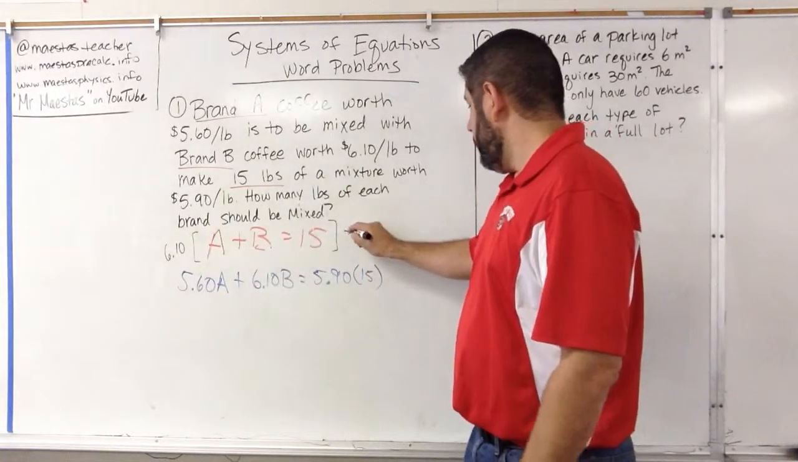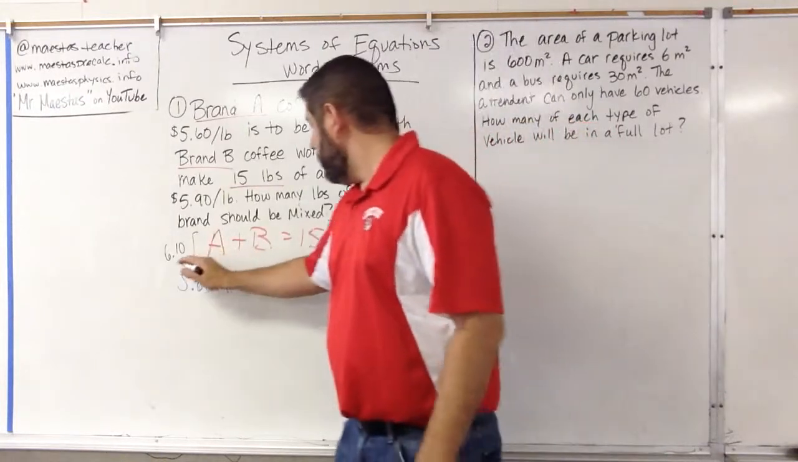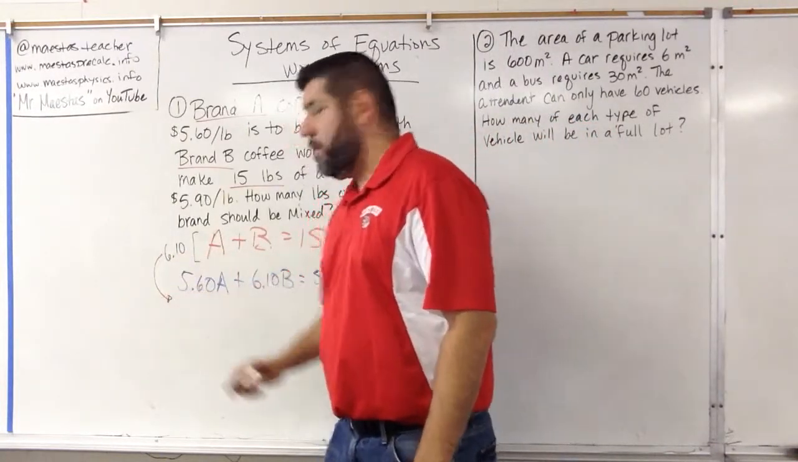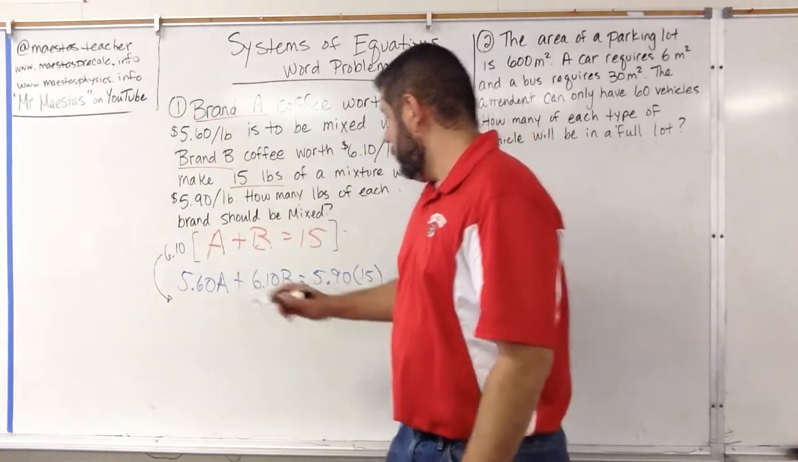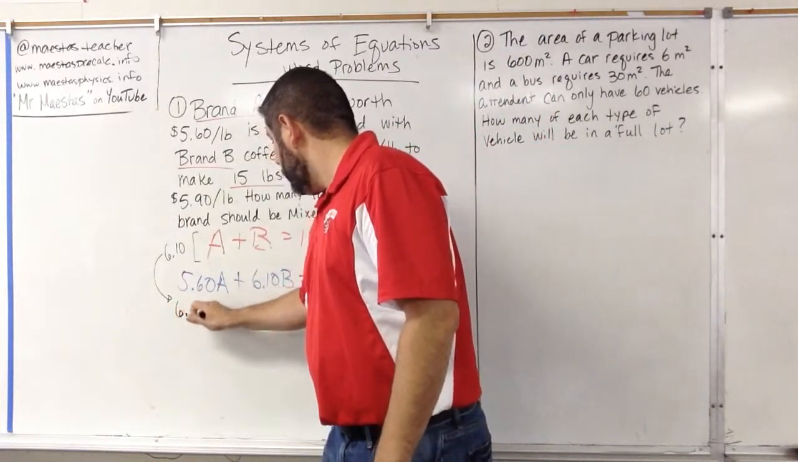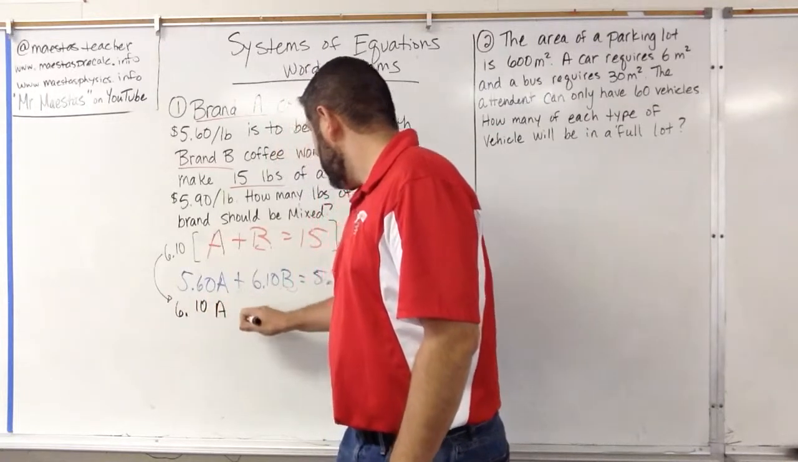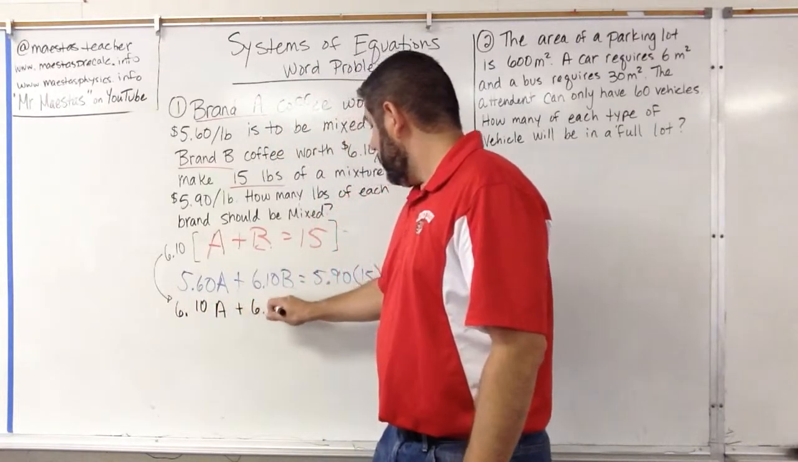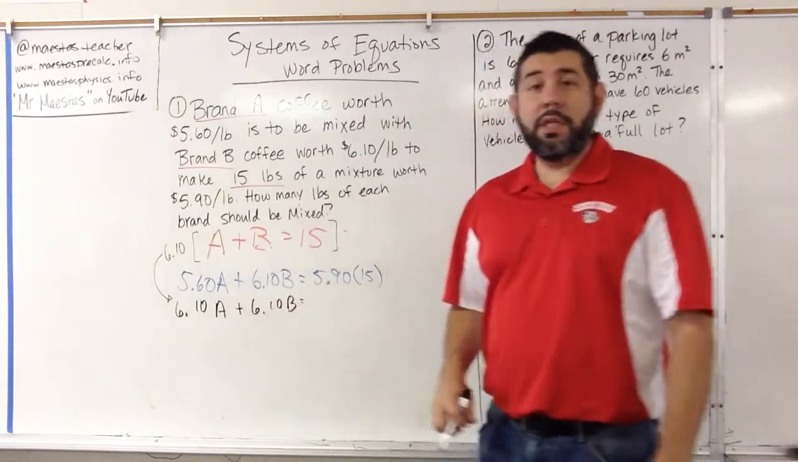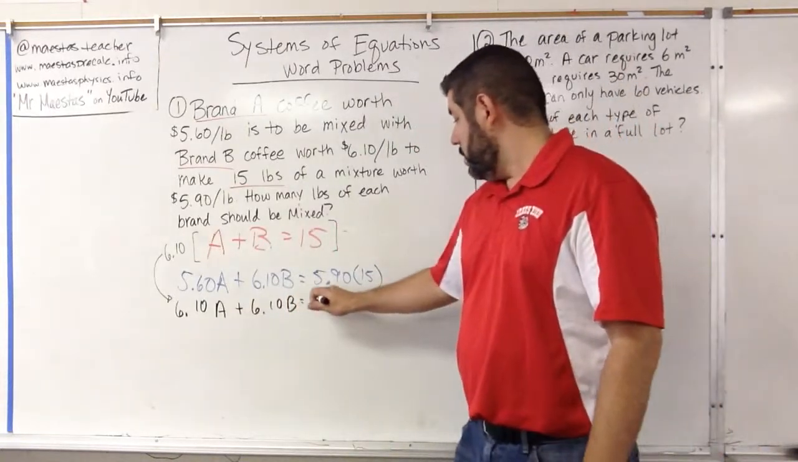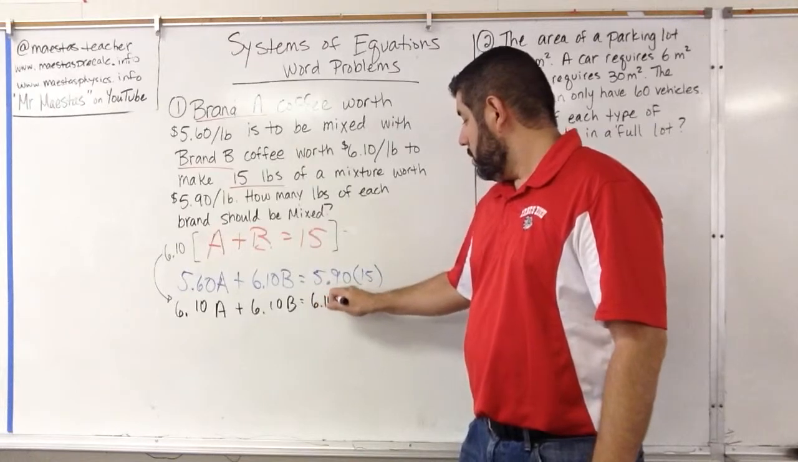When I do that, I'll write my answer right underneath so that I can easily just subtract them. So I'm going to have 6.10A plus 6.10B equal to 6.10 times 15.